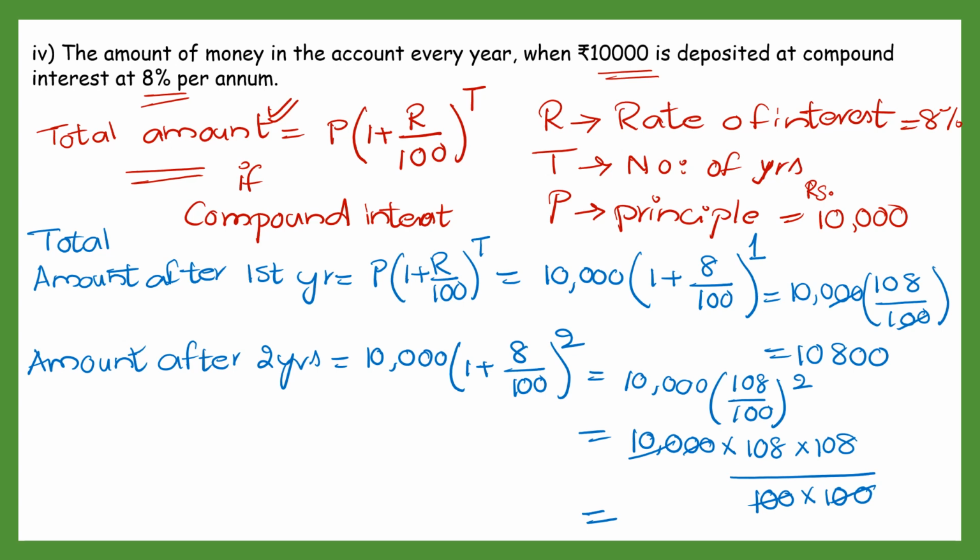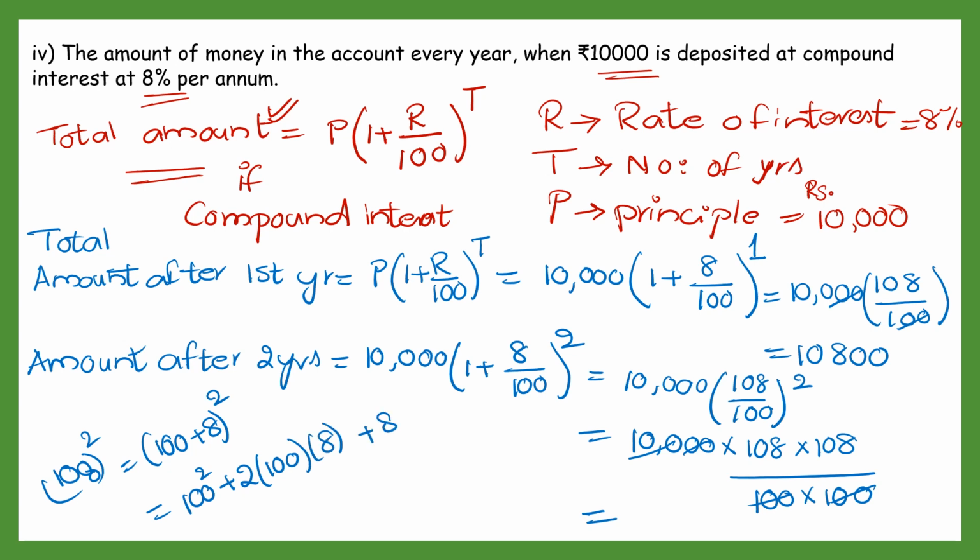108 into 108 means 108 square. We can write 108 square as 100 plus 8 whole square. This is in the form of a plus b whole square, so a square, 100 square, plus 2ab, 2 into 100 into 8, plus b square, that means 8 square. So 100 square is 10,000, plus 1600, plus 64. What do you get? 11,664. So after 2 years you get 11,664.